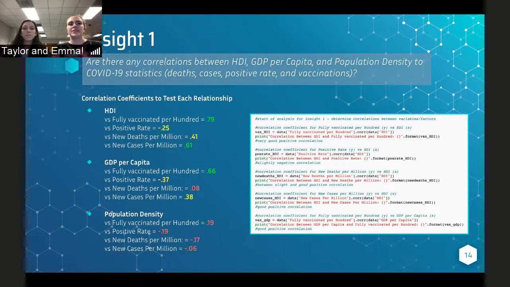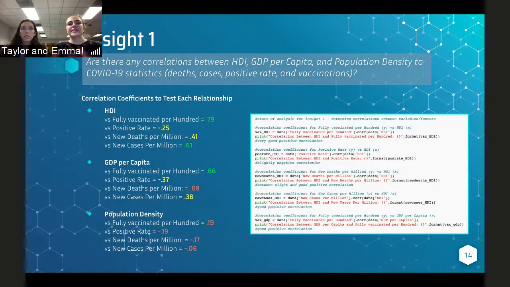Second, we discovered that GDP per capita was less correlated with the statistics that we had, but still had some relatively strong ones. We found our highest correlation with GDP per capita was also with the vaccination level, which makes sense because a country must be able to finance vaccine distribution and have enough infrastructure so that citizens can get a vaccine. Lastly, we discovered that population density really had no correlation with any of the COVID statistics. This is likely because population density differs greatly whether a country is developed or undeveloped.